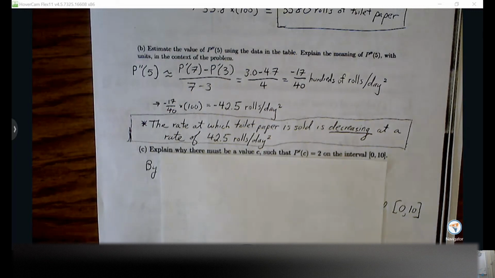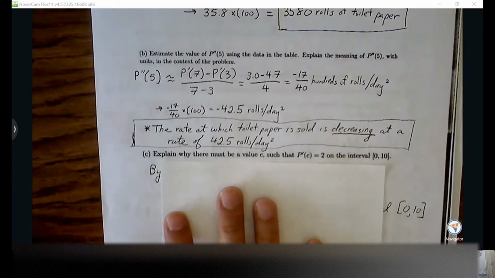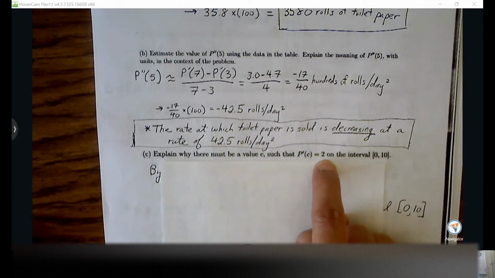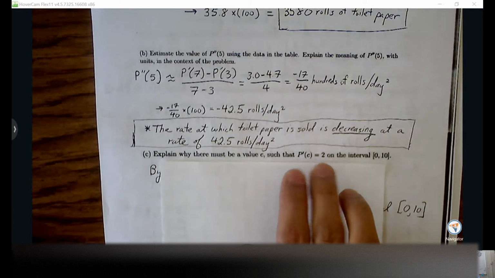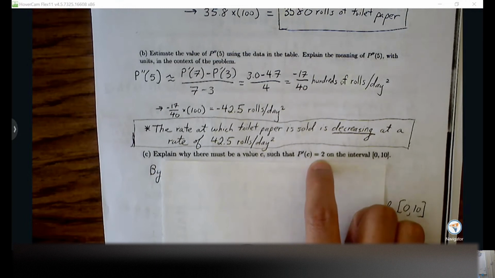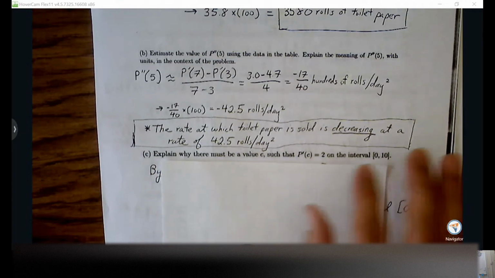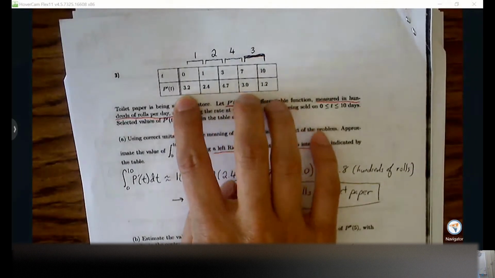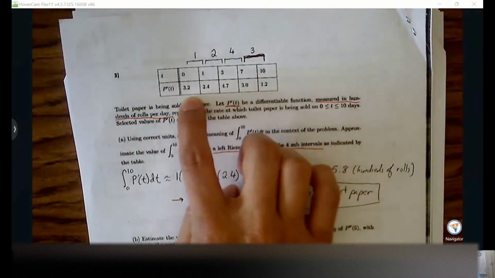Okay, part C. Explain why there must be a value C such that P prime of C is equal to 2. So normally we would think, well, maybe this is the mean value theorem or Rolle's theorem, or actually mean value theorem. But the reason why this isn't going to be a mean value theorem is because we only have information about P prime. So it looks like we're going to have to rely on the intermediate value theorem.